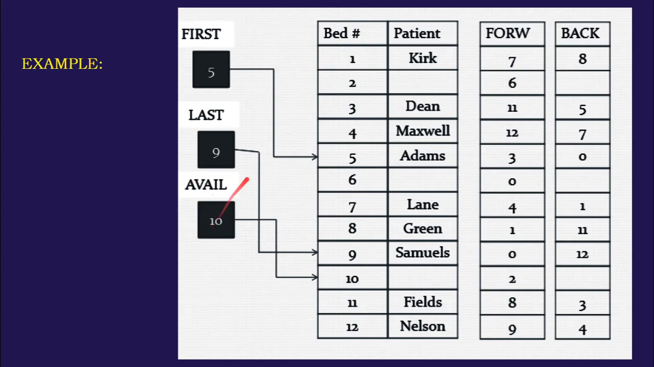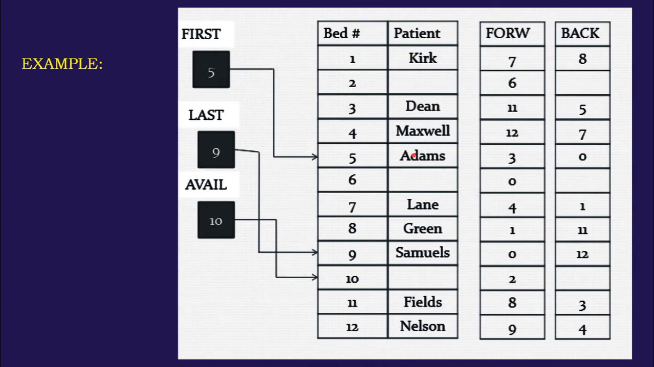Okay, now how to follow this list? First, the first link starts with the 5. So you have to go to the location 5. The first patient is Adam. Now if we want to see the patient who is after Adam, we have to follow the forward link, and if we want to know the patient name who is before Adam, that is the backward link.